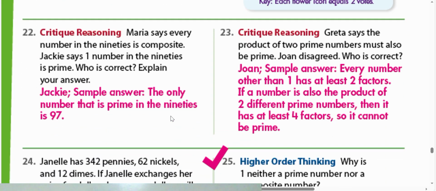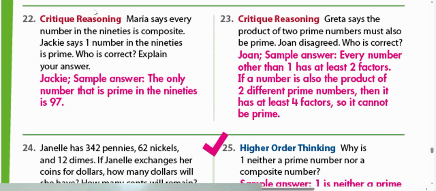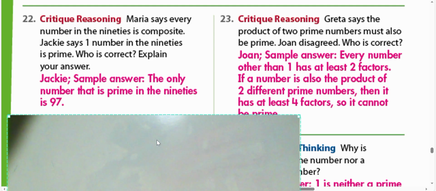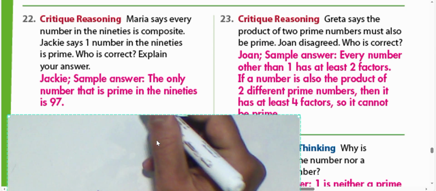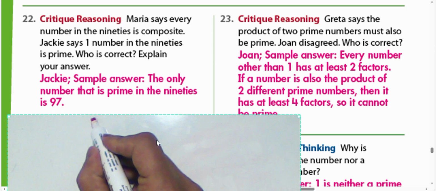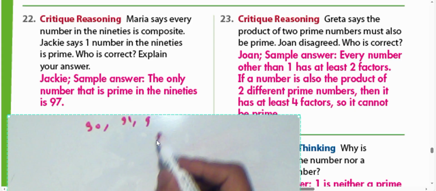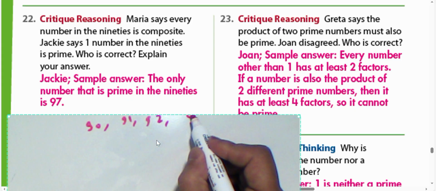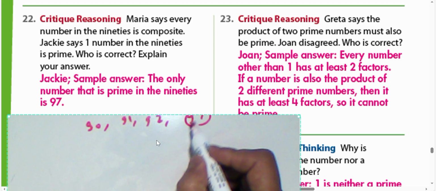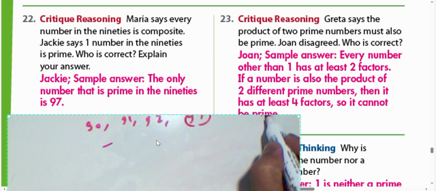Next question. Critical thinking here. Reason. Maria says every number in the 90s is composite. Jack says one number in the 90s is prime. Who is correct? He asked about the 90s. Look here, we have 90. Count with me: 90, 91, 92, 93, and so on. We have 97 as the only prime number from 90 to 100.